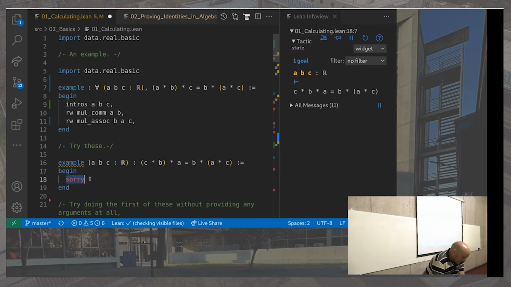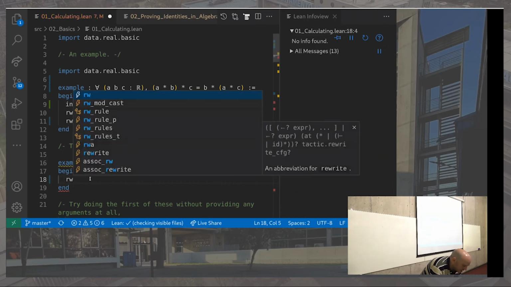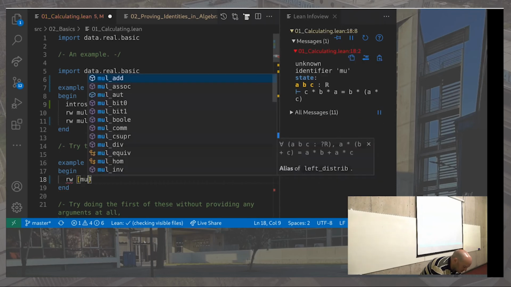Okay, so let's try to do another one just to show you what we can do. So now it's C times B times A equal to B times A times C. So I guess we have to switch the order of C and B. Yeah, I can just start by switching the order of B and C.